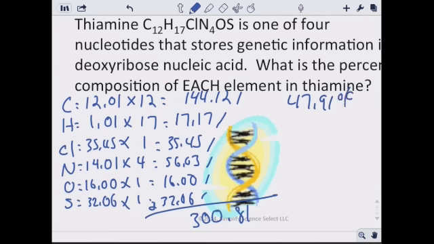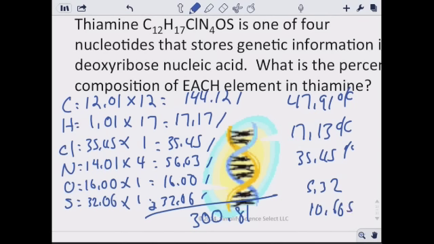47.91% carbon, 17.13% hydrogen. We'll get 35.45 percent chlorine, and right around 5.32 for oxygen, 10.66 for sulfur. And so we'll get right around all those percentages for each one of those elements.